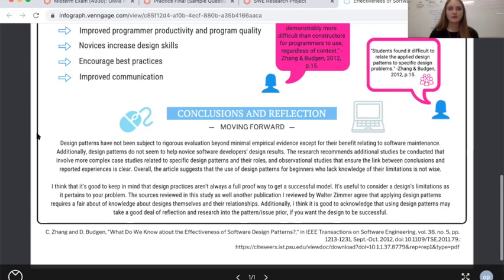The sources reviewed in this study that I went over, as well as another publication I reviewed by Walter Zimmer, agree that applying design patterns requires a fair amount of knowledge about designs themselves and their relationships with components of your software. Additionally, I think it's good knowledge that using design patterns may take a good deal of reflection and research into the pattern and issue prior if you want the design to be successful.